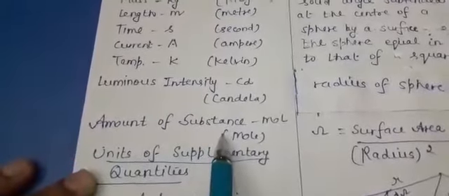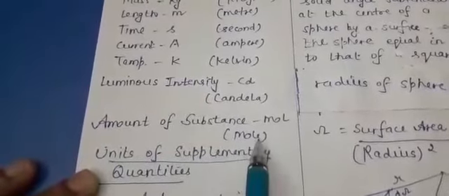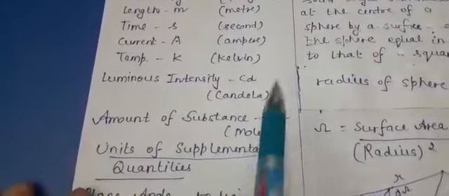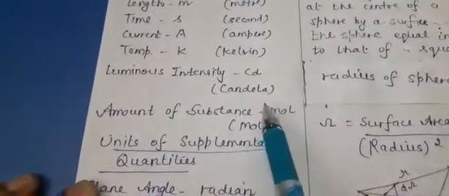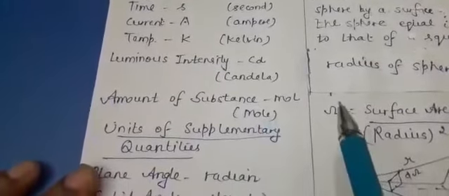Amount of substance, unit mole. This you will also study in chemistry. So these are 7 basic or fundamental quantities and their units.